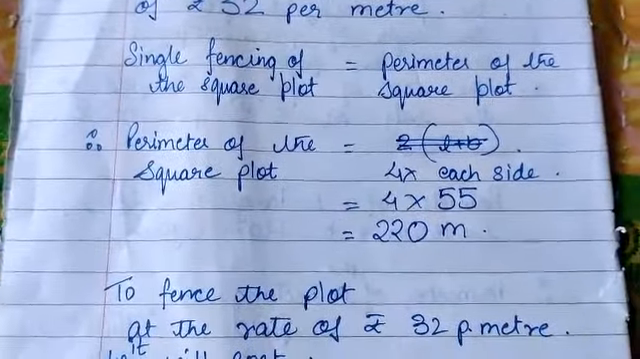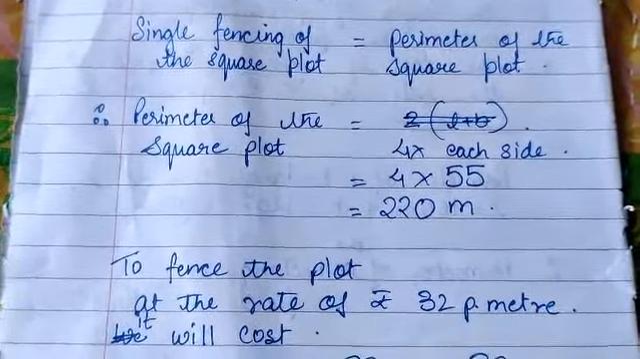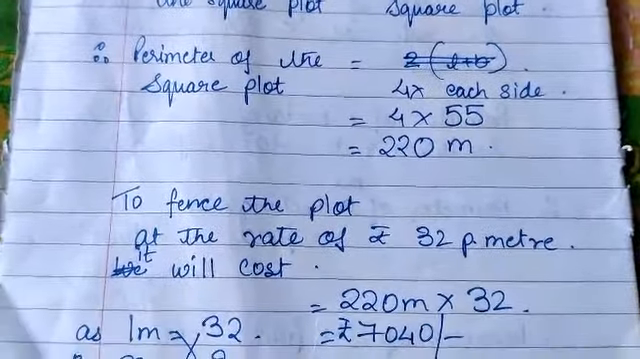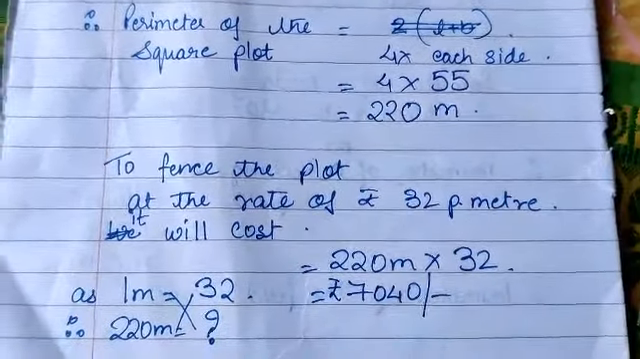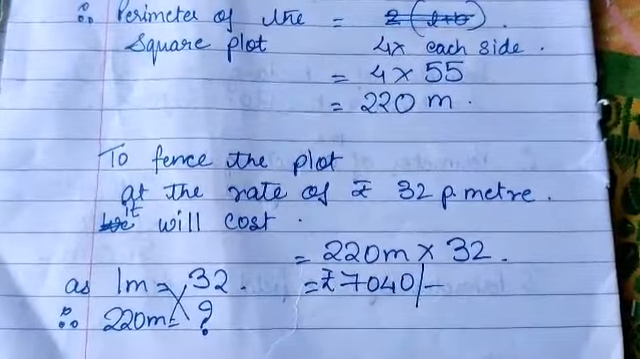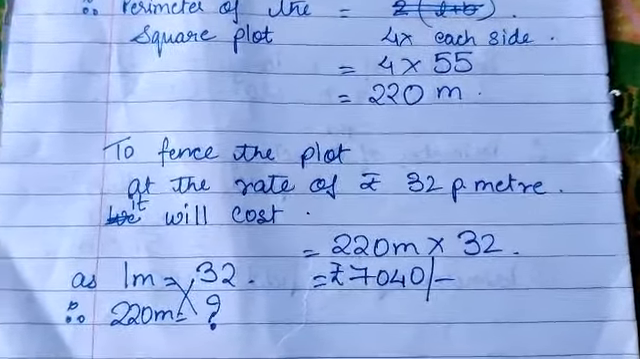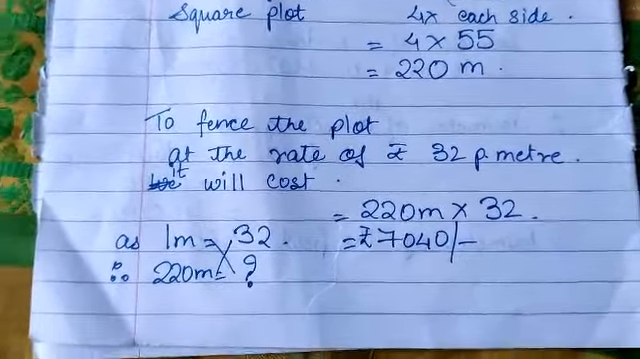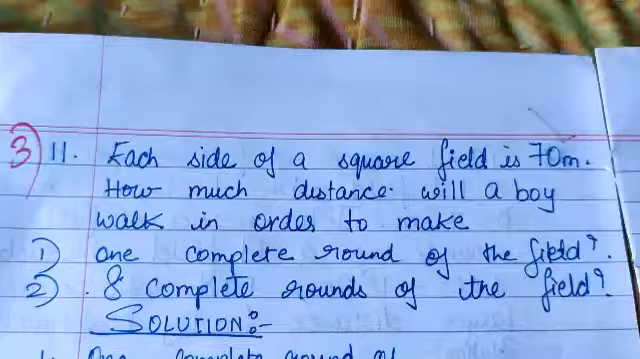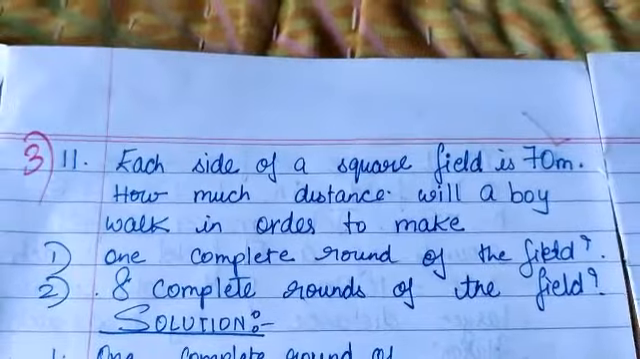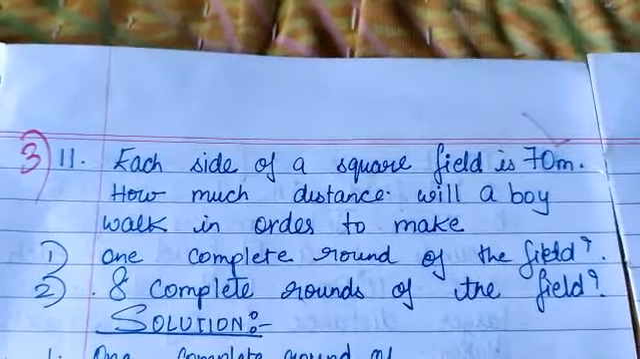Now to fence the plot at the rate of 32 rupees per meter, it will cost us 32 rupees for 1 meter. So 220 meters will be 220 meters into 32 rupees. That is 7,040 rupees will be the cost. Now the question is, each side of a square field is 70 meters.